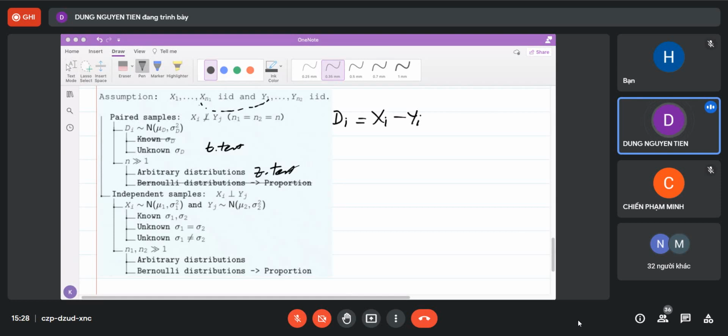Okay, now I will continue with the first case, when the two samples are dependent. All right. Let's have a look at the following example.